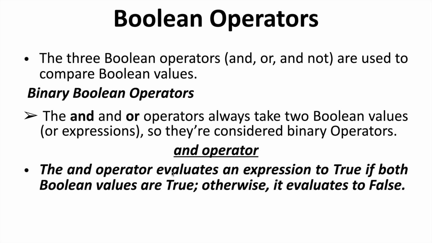So which are the binary Boolean operators? And, or are the binary Boolean operators. The three Boolean operators are and, or, not, but the binary Boolean operators are only and, or. Not is not a binary Boolean operator. Okay. Now we'll look into the AND operator first. The AND operator evaluates an expression to true only if both the values are true. Otherwise, all the other cases evaluate to false.